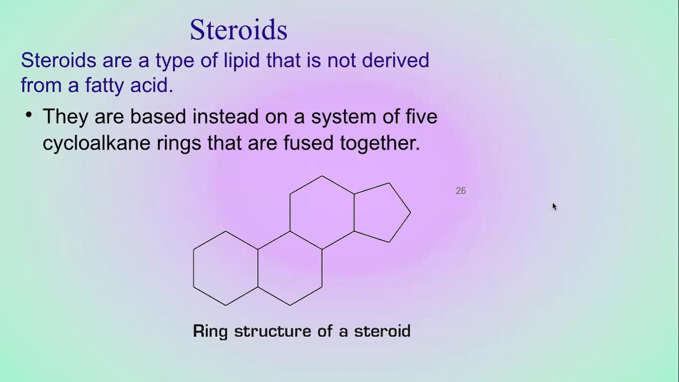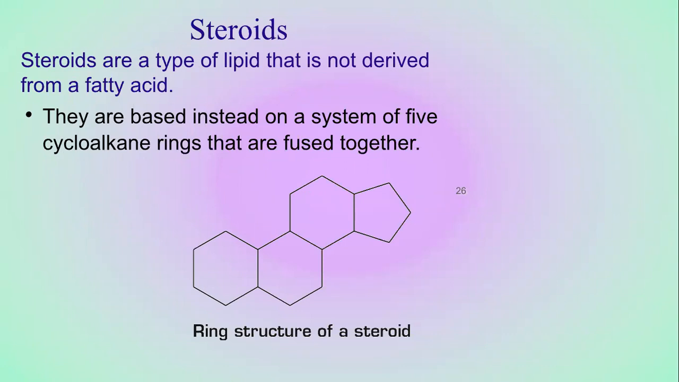Next, we're going to talk about steroids, and steroids are a type of lipid that are not derived from fatty acids. So we're not going to see those long fatty acid chains attached to any molecules. Instead, we're going to look for some ring structures. We learned about some cyclic molecules in our organic molecules lecture on functional groups, and steroids are going to look very similar to that.